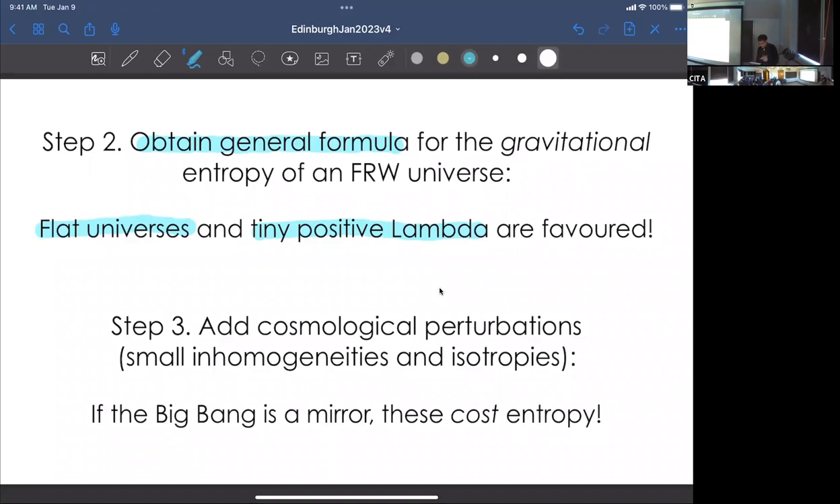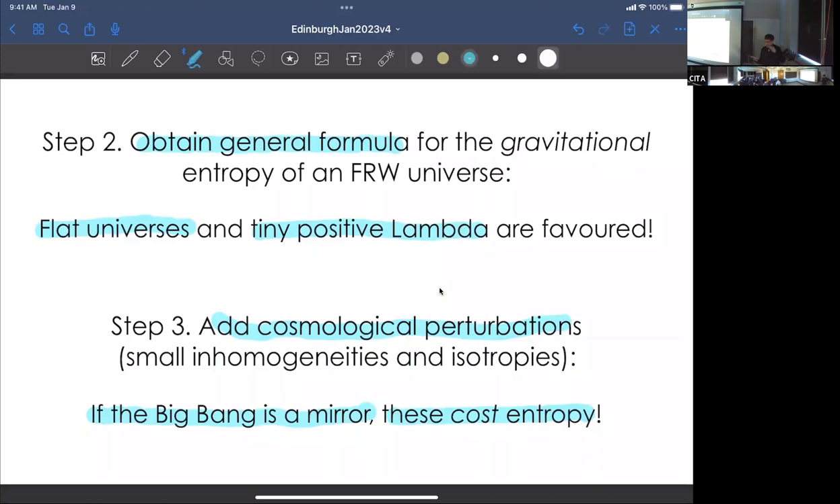So far that was talking about FRW universes. What if we try to add perturbations, small inhomogeneities and anisotropies? Well, when you add cosmological perturbations, you find that if the Big Bang is a mirror, so if those perturbations have to obey reflecting boundary conditions at the Big Bang, then you can show that they too always cost entropy. They lower the entropy. So the entropy favors universes that are homogeneous and isotropic over those that have small inhomogeneities or anisotropies.